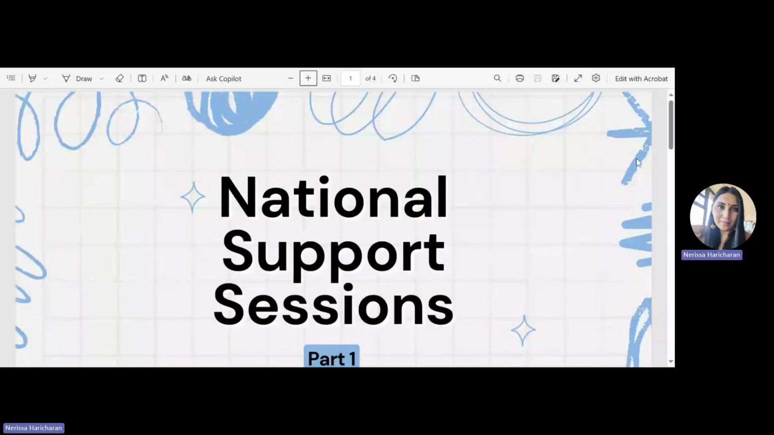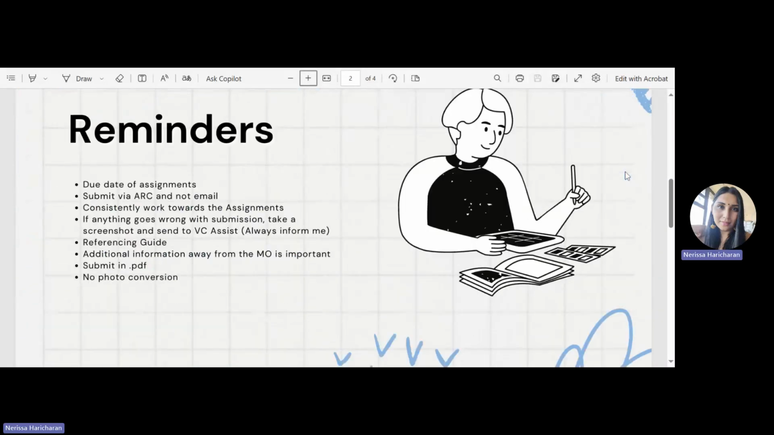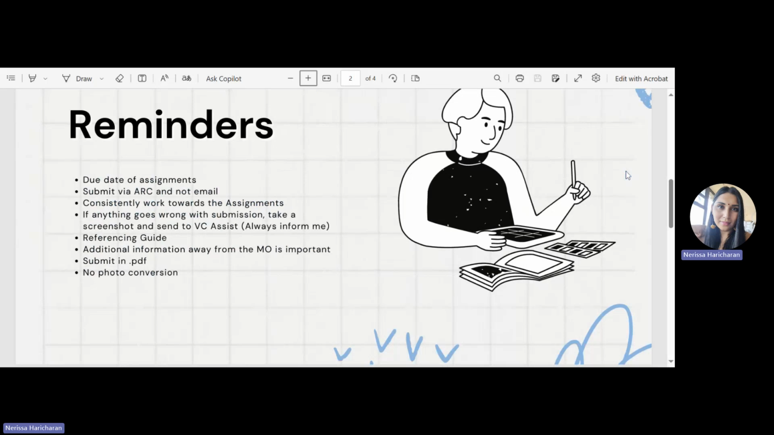I'm just going to quickly run through the different presentations again, just so that everybody is up to speed with this. Okay. So the first one is our national support session presentation, just as reminders. So due date of the assignment, very important, just to avoid penalties, especially when it comes to group assignments. You need to submit via ARC and not via email. I will go over what is needed to be sent via email.